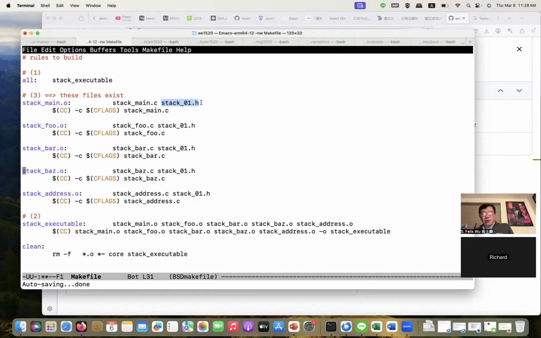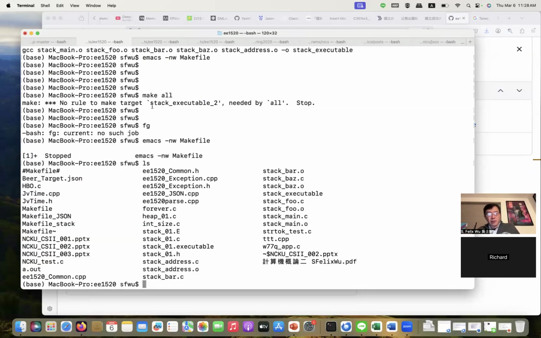So let me explain to you that when you have something in the dependency list, it should be either you have a rule with the same target as the name in the dependency list, or you actually have a file with the same name in the same directory. So in this case, both stack_main.c and stack_01.h are files in the same directory.